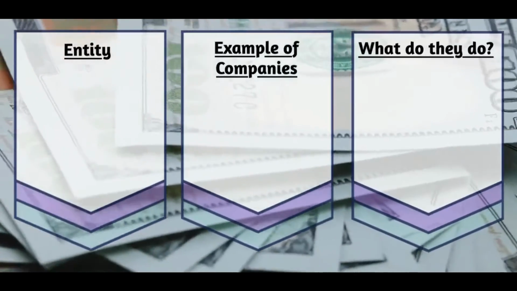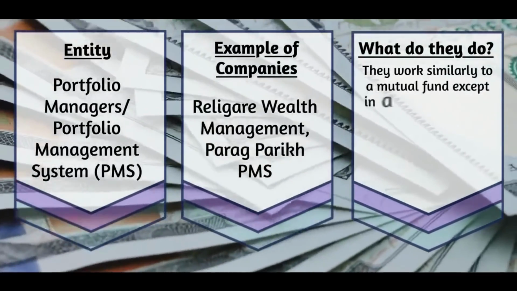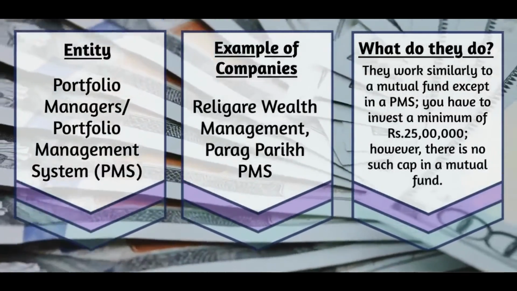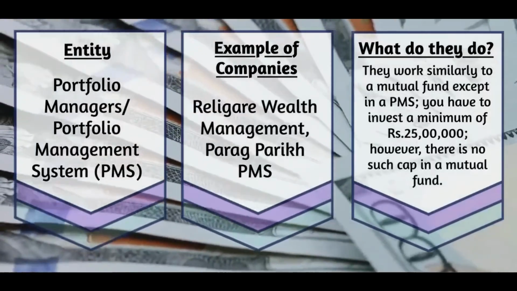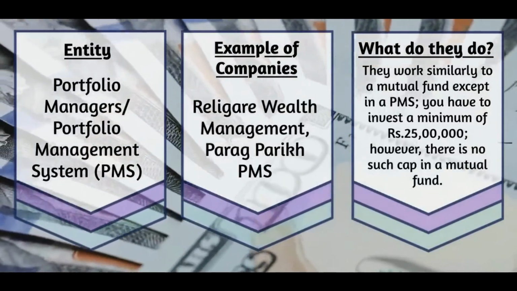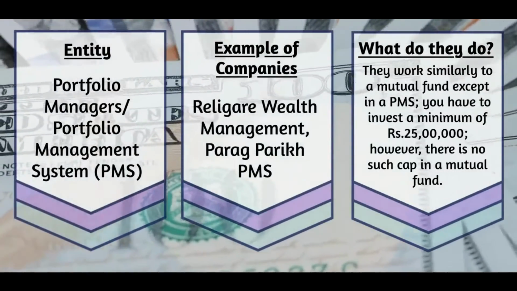Entity: portfolio managers, the portfolio management system. Examples of companies are Reliance Wealth Management, Parag Parikh PMS. They work similarly to a mutual fund except in a PMS, you have to invest a minimum of Rs 25,00,000. However, there is no such cap in a mutual fund.